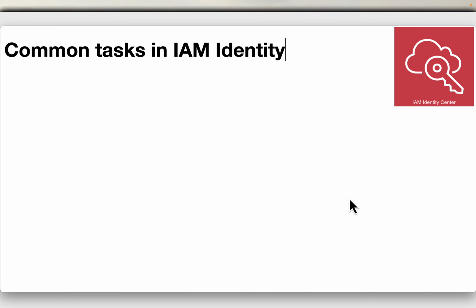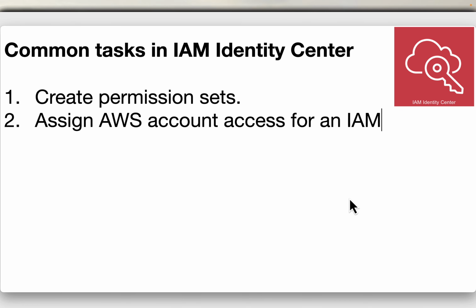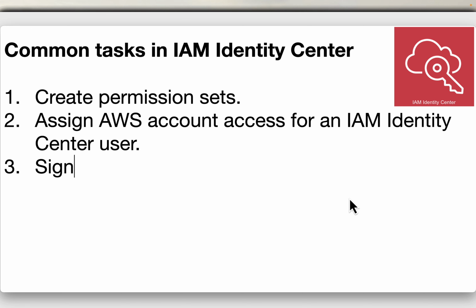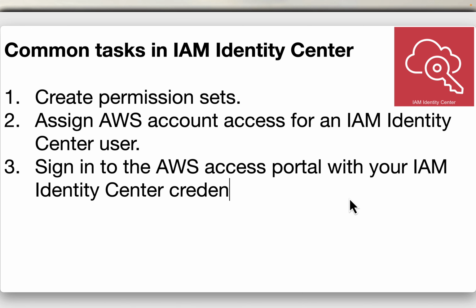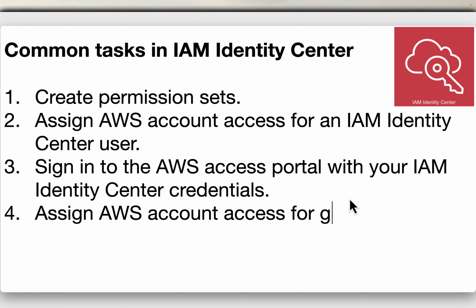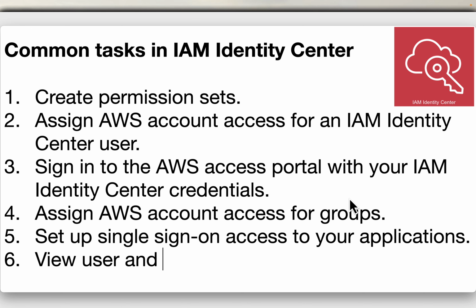Okay, common tasks in IAM Identity Center. First, create permission sets. Second, assign AWS account access for an IAM Identity Center user. Third, sign into the AWS access portal with your IAM Identity Center credentials. Fourth, assign AWS account access for groups. Fifth, set up single sign-on access to your applications. And sixth, view user and group assignments.